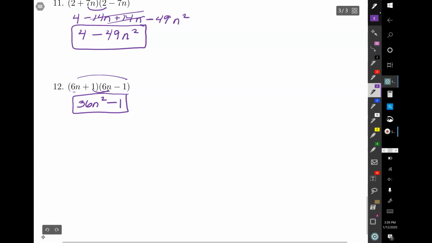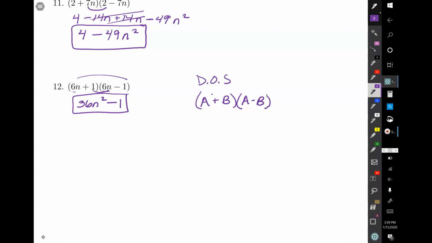So my pattern here for a difference of two squares, which we can abbreviate DOS, would be A plus B times quantity A minus B, so both of those binomials are in parentheses, is going to equal A squared minus B squared. Now there's nothing that would just come out to A squared plus B squared in these cases, so just be careful of that.